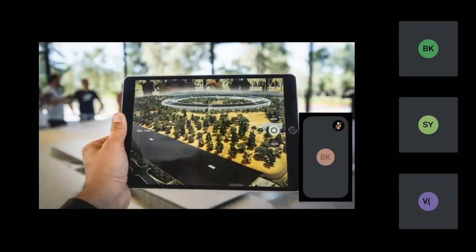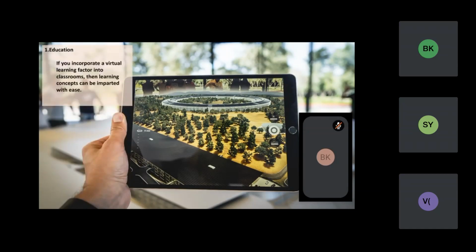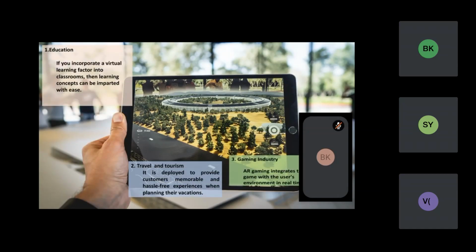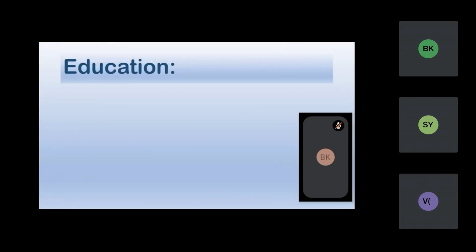AR, as you know, is an emerging technology right now, and it has various uses in most fields. I have chosen three topics here. First, education. Second, travel and tourism. And third, the gaming industry. Coming to education, I can say that AR will be very beneficial for the education system.